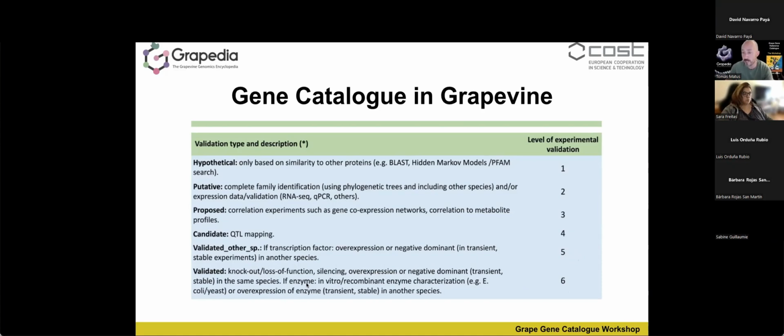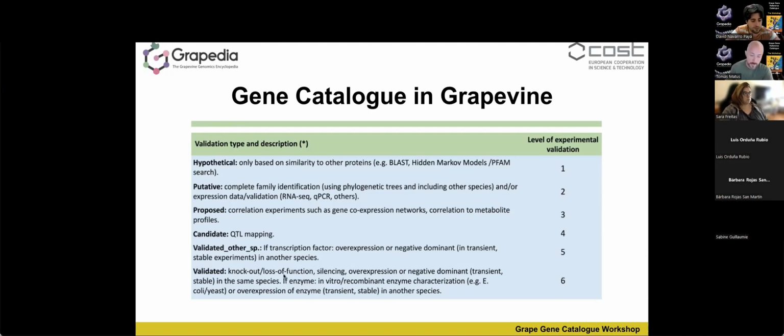For instance, an anthocyanin pathway gene that has been overexpressed in tobacco, and you see anthocyanins produced, and the gene has validated role in the production of anthocyanin, but it has been done in a different species, not in grape. So that would be given a validation level 5.